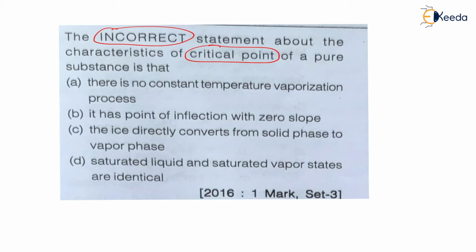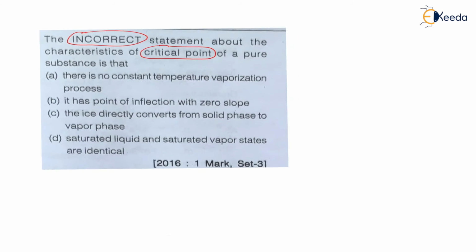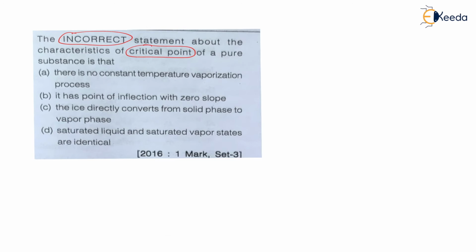Now my dear students, let us see the critical point. The critical point is nothing but the point where the saturated liquid line and saturated vapor line meet. If I draw a pressure versus volume diagram, the liquid vapor dome will be like this, and the peak point is called the critical point.